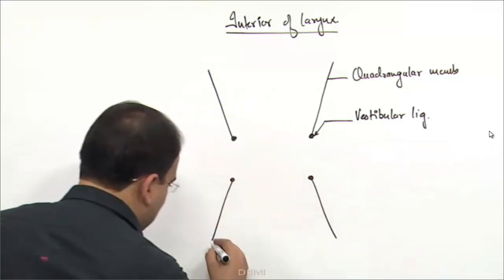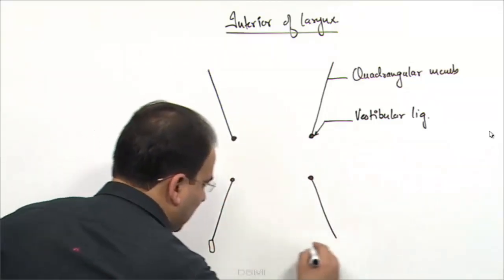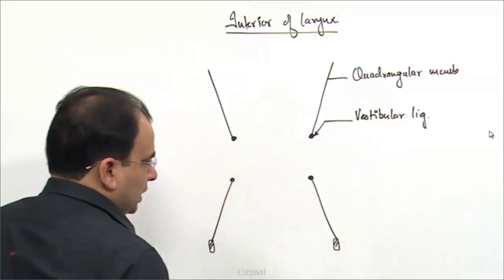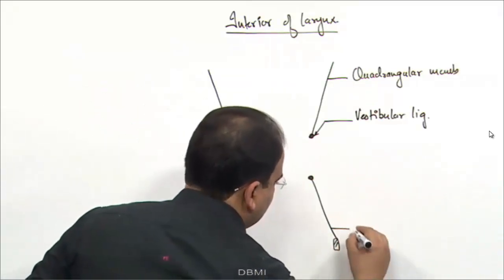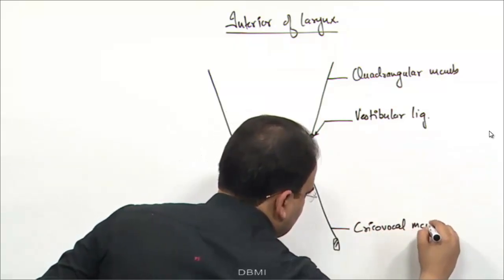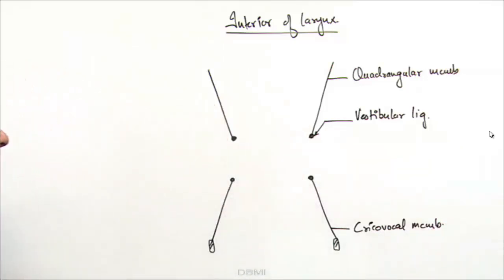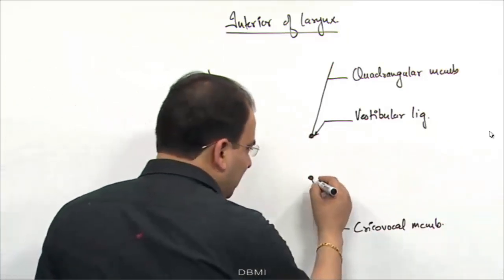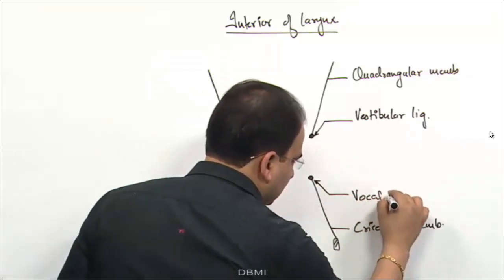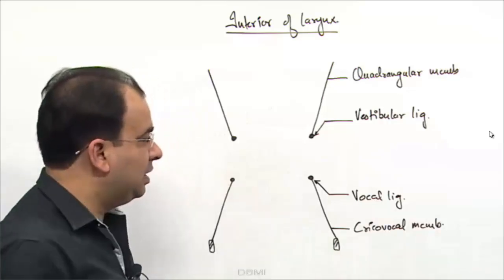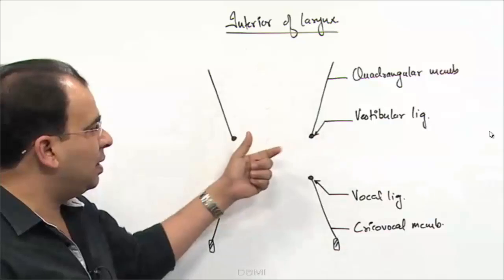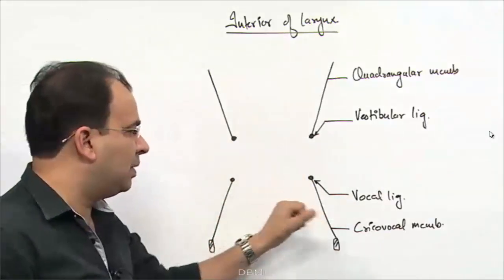Whereas this membrane, which is coming from the cricoid cartilage, let's say if this is a cricoid cartilage, there is a section of the cricoid cartilage here. This is called the cricovocal membrane. The upper thickened part of the cricovocal membrane is called the vocal ligament, which we also refer to as the true vocal cord. So the quadrangular membrane forms the vestibular ligament, and the cricovocal membrane forms the vocal ligament.